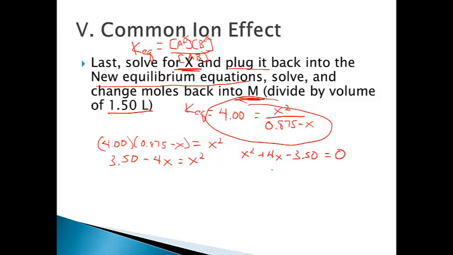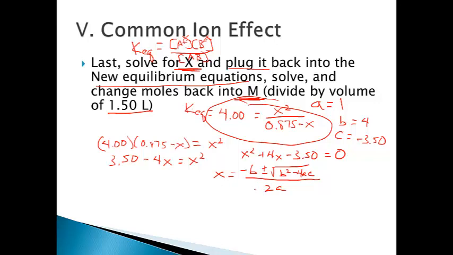Okay, now how do you solve for x? Well, use the quadratic formula. Okay, x is equal to negative b plus or minus square root of b squared minus 4ac over 2a. Okay, and what is what? Well, a is your coefficient for x squared, which is 1. B is your coefficient for the x, which is 4. And c is going to be your c, which is negative 3.50. Okay, plug it in, and you'll end up with 2 roots.